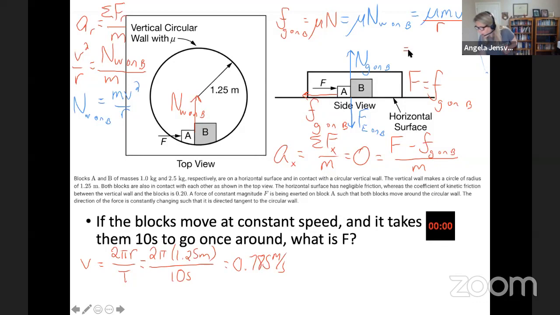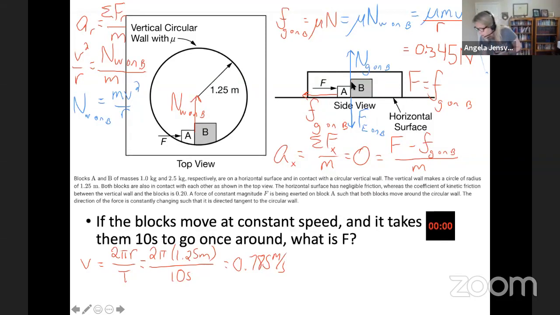And then when you plug all that in, you get a force of 0.345 newtons. That's the friction force. But guess what? Look right below that number. The applied force is equal to friction. So the answer is 0.345 newtons.